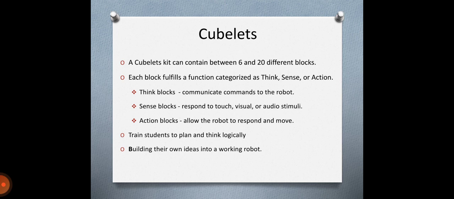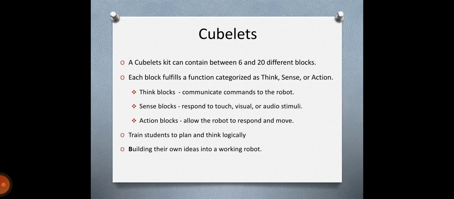Cubelets. It has 20 different blocks, and each block fulfills a function, such as think blocks, sense blocks, and action blocks. Each and every block is responsible for certain functions. The think block is responsible for communication. Sense blocks respond to touch and visual input, and action blocks respond with the movement of the robot.